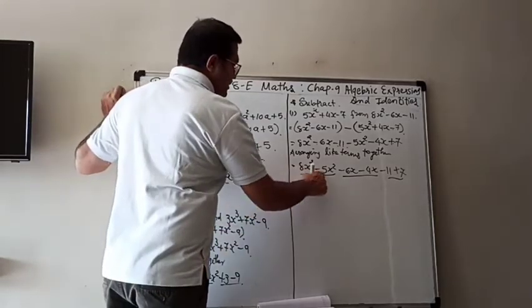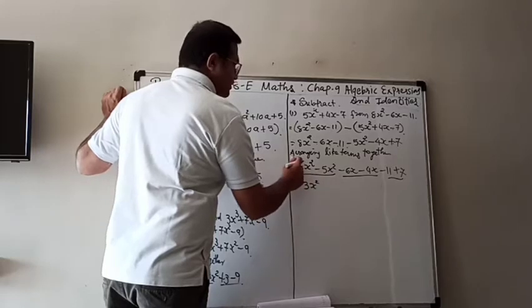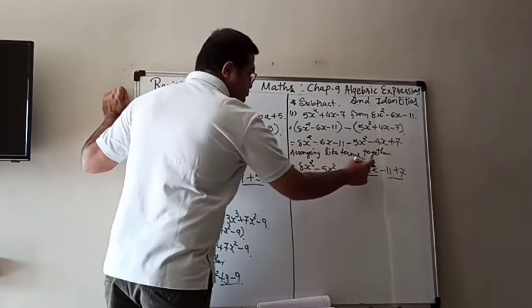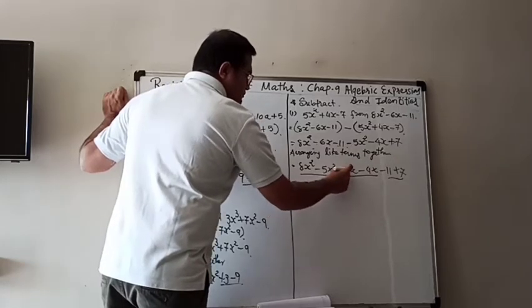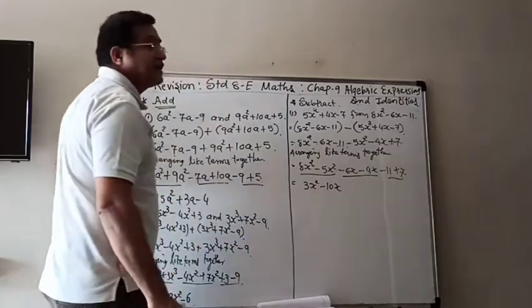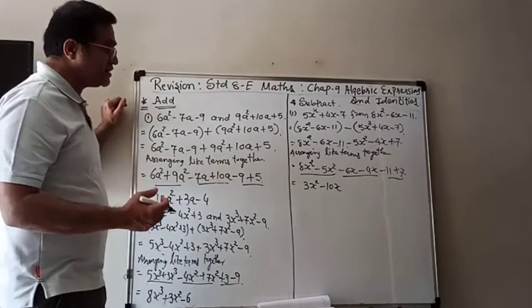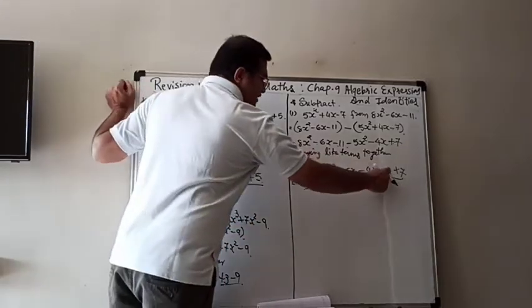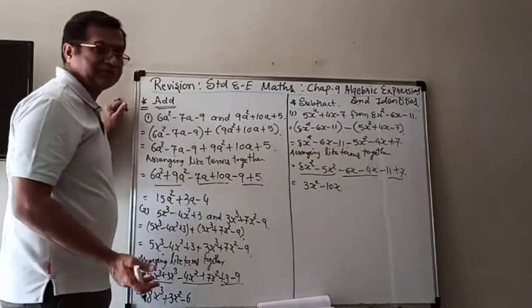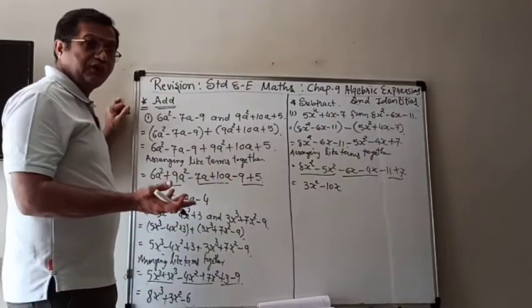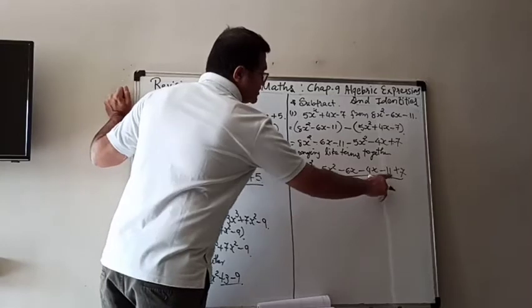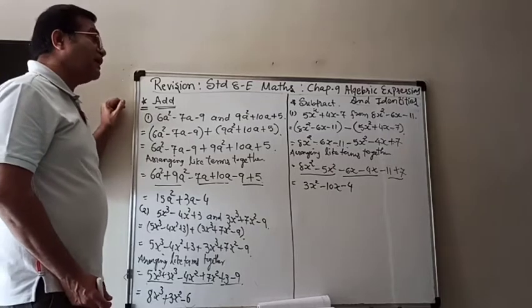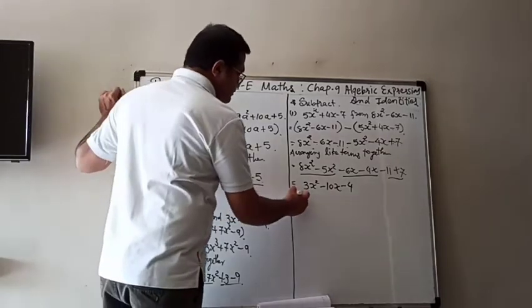So now 8 minus 5 is 3, and greater number is 8, so 3x square. Both are negative, so we have to add them, 6, 4, 10. But because both are negative, the sign will also be negative. So minus 6 minus 4 is minus 10, so minus 10x. Minus 11 plus 7, opposite sign, so we have to subtract. What is 11 minus 7? 4. But greater number 11 has minus sign. So the answer is 3x square minus 10x minus 4.